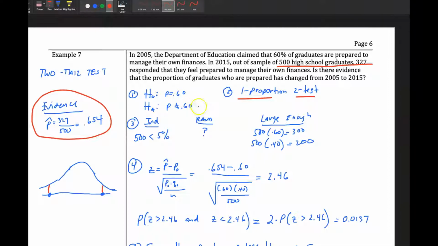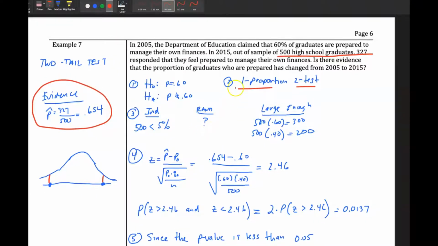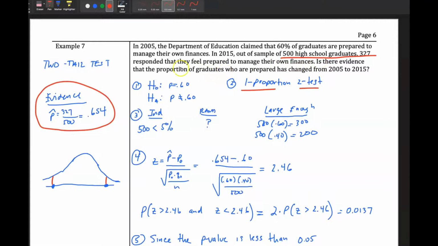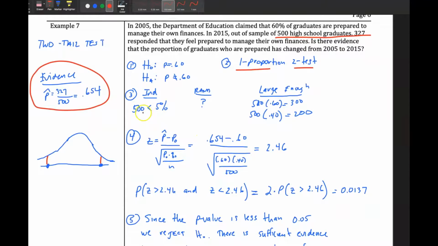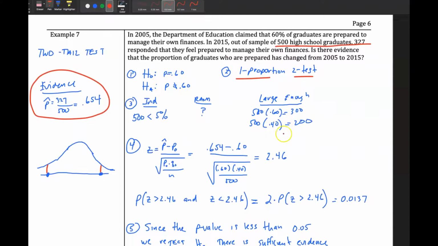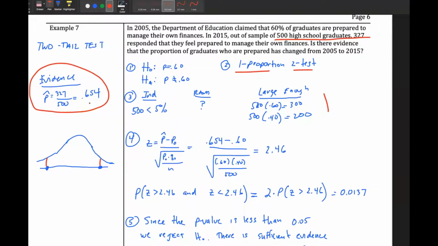So what's the probability of getting a result like that, if the proportion was actually 60%? In this case, we're going to assume it's a simple random sample. Remember, again, it has to be from a random sample for us to use these techniques. So it's something to think about, even though it explicitly doesn't state it here. To run it, we have to assume it's a simple random sample. 500 is less than 5% of the population of all graduates in the country, large enough. And then now we're calculating how far 0.654, the sample data, is from the stated proportion of 0.60.